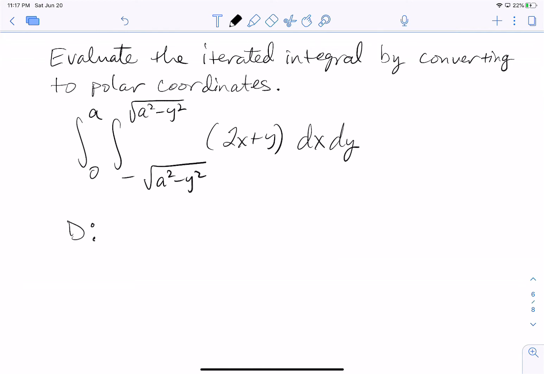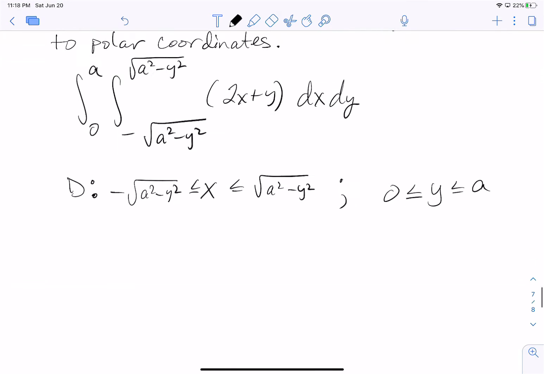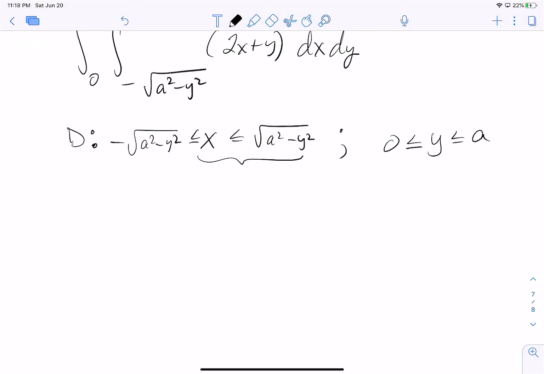For our region D here, we have that x is between the negative square root of a squared minus y squared and the positive square root of a squared minus y squared. Also, we have that y is between 0 and a. Taking just one part of the inequality involving x, we can turn the boundary into an equation. x is equal to the square root of a squared minus y squared, which means that x squared is equal to a squared minus y squared, which means that x squared plus y squared is equal to a squared.